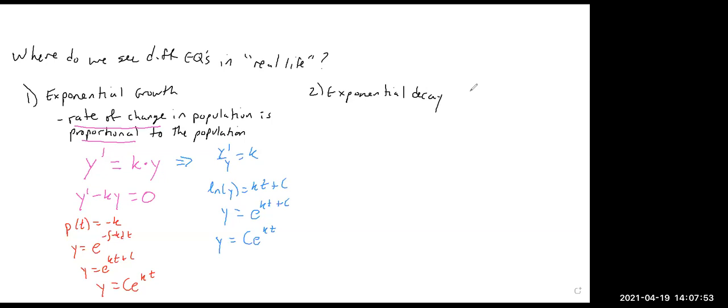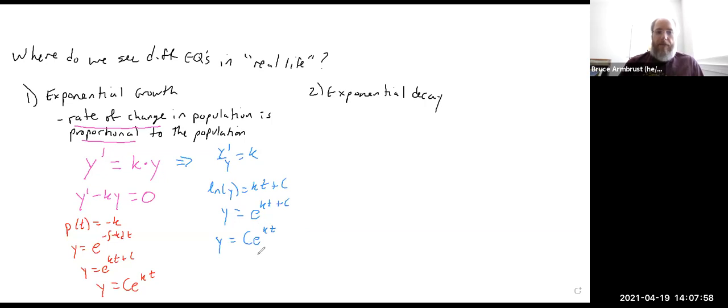Real quick, isn't this the PERT formula? Yeah, this is exactly PERT. I just wrote it as C and K instead of P and R. But yep, that's where that comes from. Pretty crazy, huh?